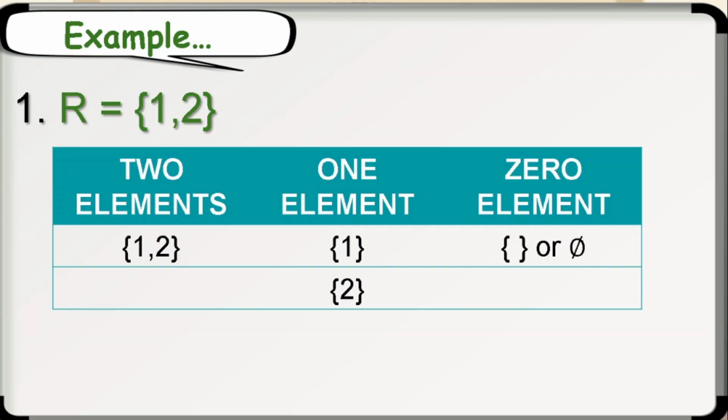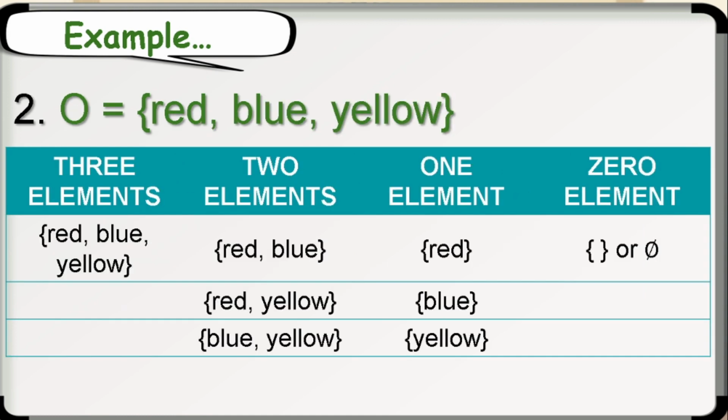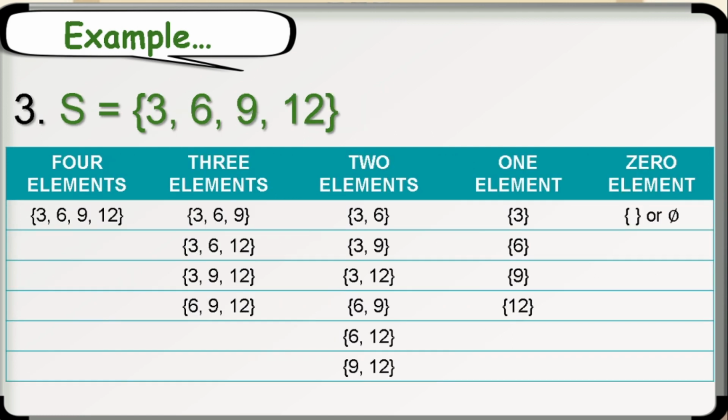Let's go back to example number 1. The given set has 2 elements and yields 4 subsets. Example 2 has 3 elements and yields 8 subsets. And example 3 has 4 elements and yields 16 subsets. From those examples, we can establish a pattern that as the number of elements in a set increases, the number of its subsets doubles. With that, we conclude that the number of subsets in a given set can be computed through the formula 2 raised to n.